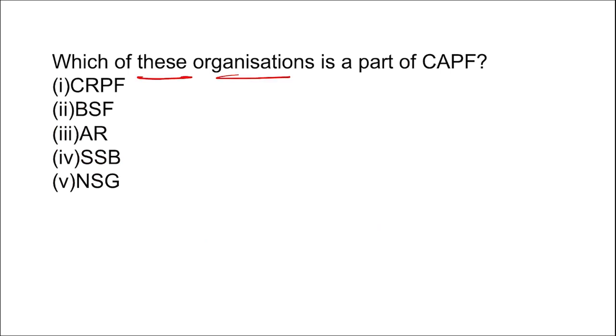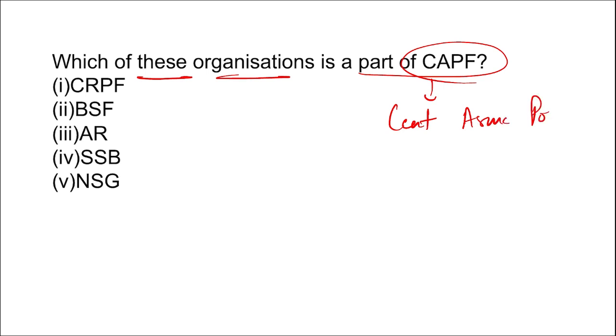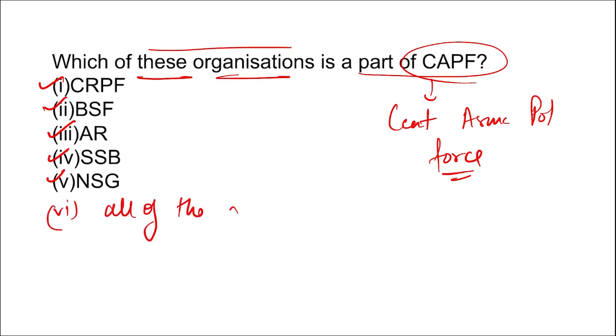Next, which of these organizations is a part of CAPF? First of all, tell me what is CAPF. The full form of CAPF is Central Armed Police Force. Then it is asking which of these organizations is a part of CAPF. See, all are part of the Central Armed Police Forces. Alright, the correct option is all of the above. I'll give you here the sixth option: all of the above. So the correct option becomes all of the above.